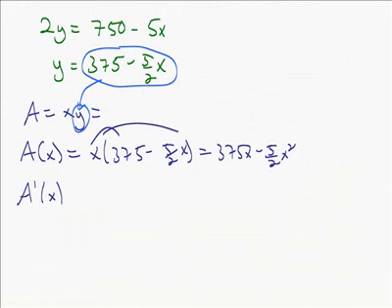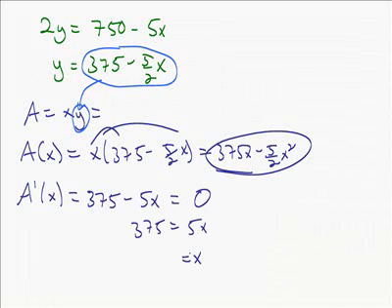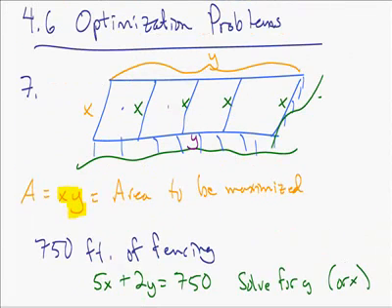That means I can take the derivative of this function. Taking the derivative gives me 375 minus 5x. Set that equal to 0 and solve for x. So 375 is 5x, and x then is equal to 75. The unit on that, of course, is feet. So we're going to need 75 feet of fencing. That's what x has to be.